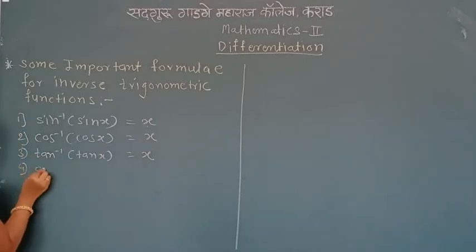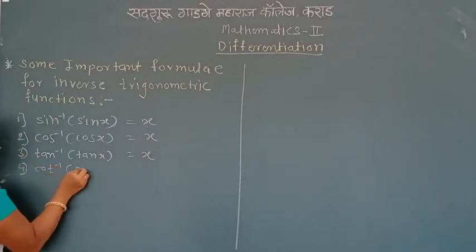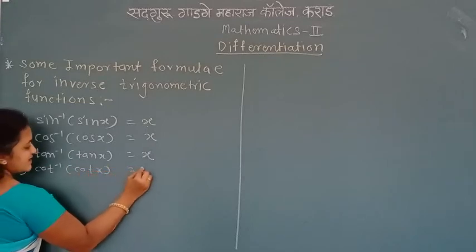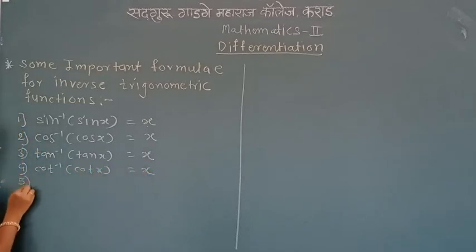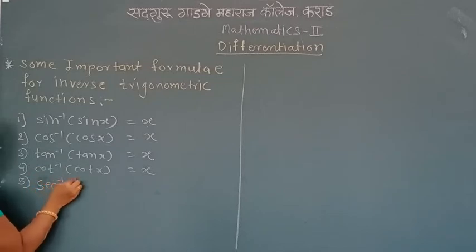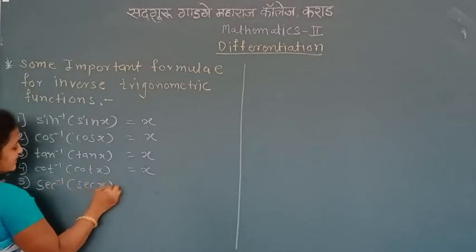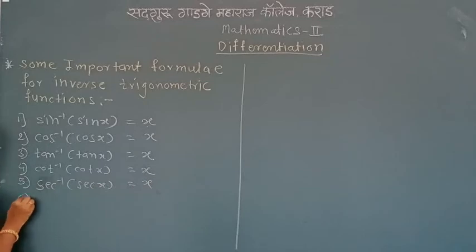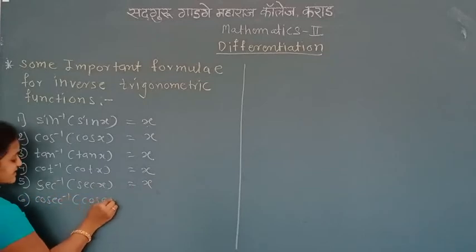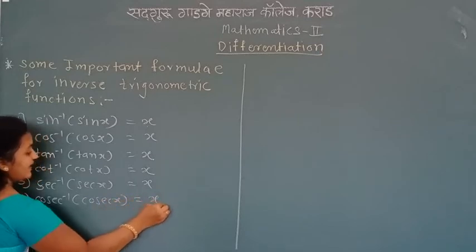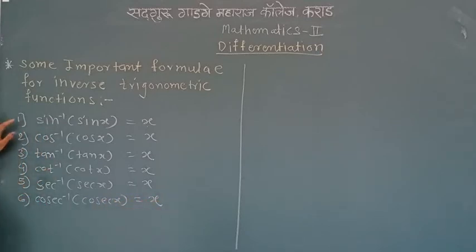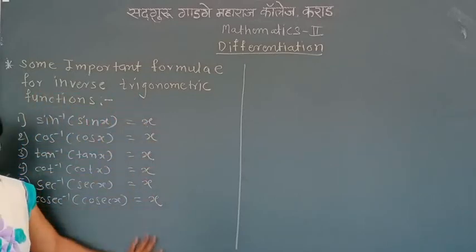Now, fourth formula, cot inverse of cot x is equal to x. Fifth formula, sec inverse of sec x is equal to x. Cosec inverse of cosec x is equal to x. So this is the identity formula: sine inverse of sine, cos inverse of cos, tan inverse of tan, cot inverse of cot. We can write only the angle.